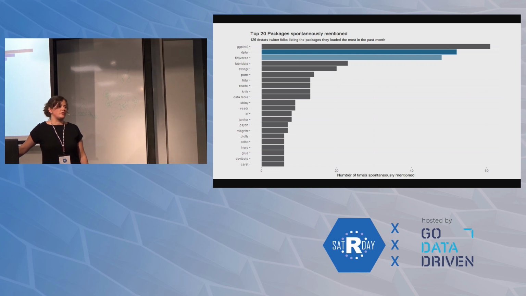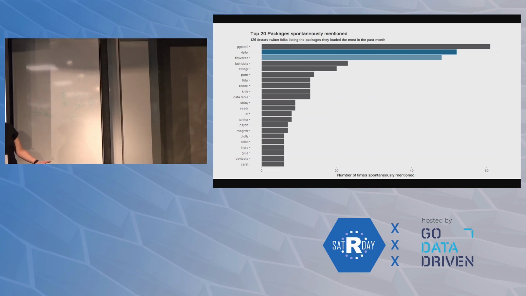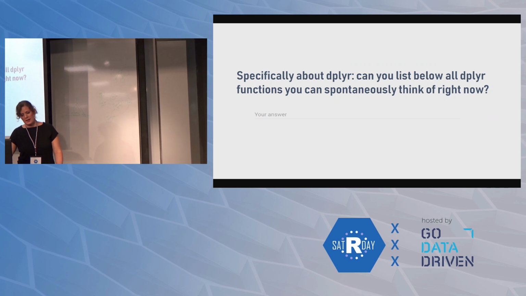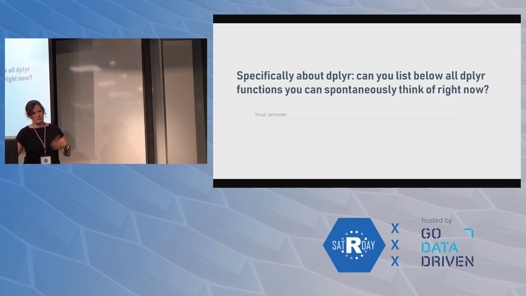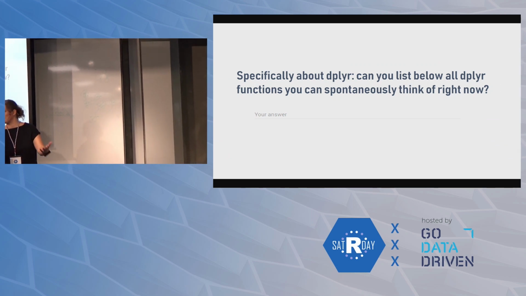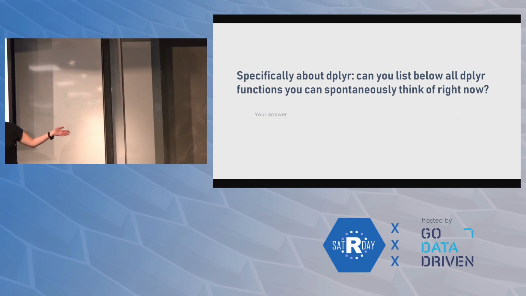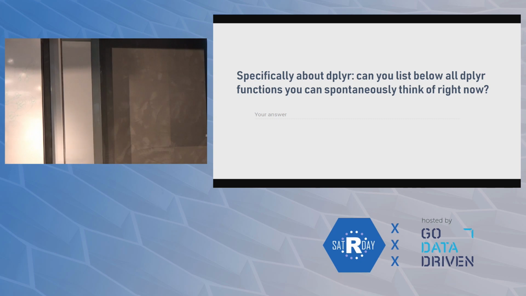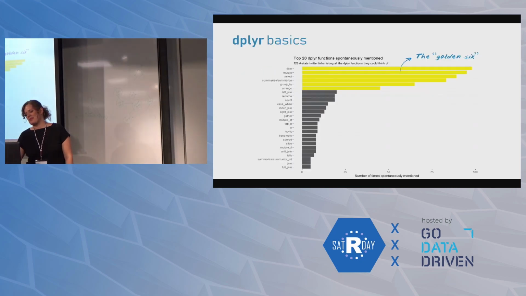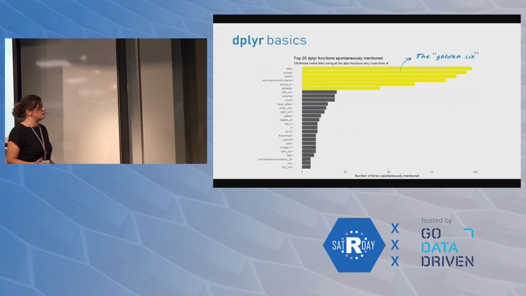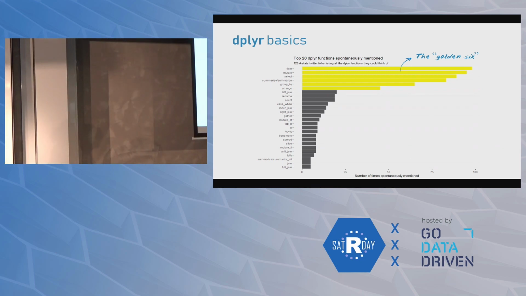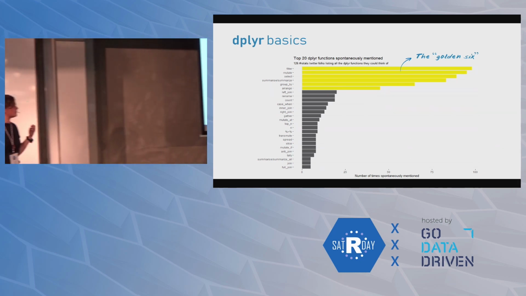But the other thing that I wanted to know is how many functions do people know about dplyr? So I asked, top of mind, which are all the ones that you can think of. And some people answered 3 and some people answered 33, which is still only about a third or a fourth of the actual ones in there. But again, this was not a huge surprise. Most people use dplyr, and I kind of want to show you the golden 6.